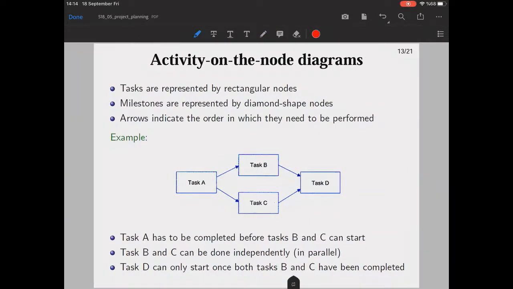In activity on the node diagrams, the tasks are represented by rectangular nodes, as you see here, and milestones are represented by diamond-shaped nodes.